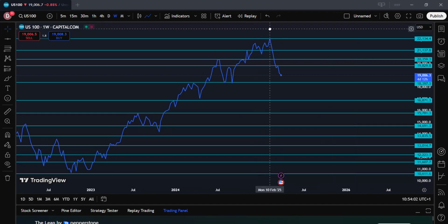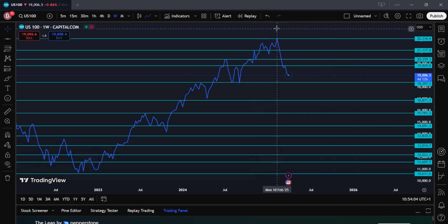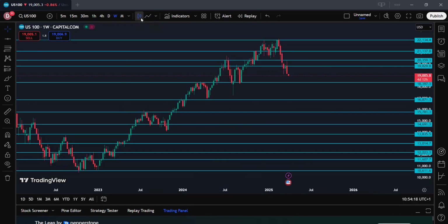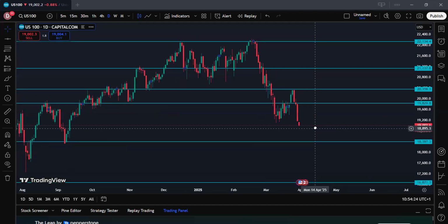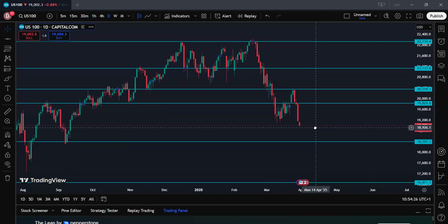As you can see, we are looking at US100 now. I did map out and lay in the zones on the weekly time frame, but now we're just going to zoom in on NASDAQ to get a closer view on the daily to see how things can progress moving forward.